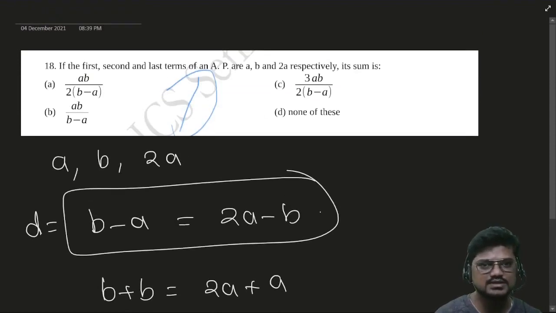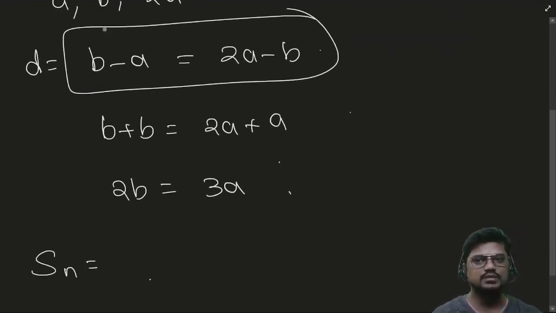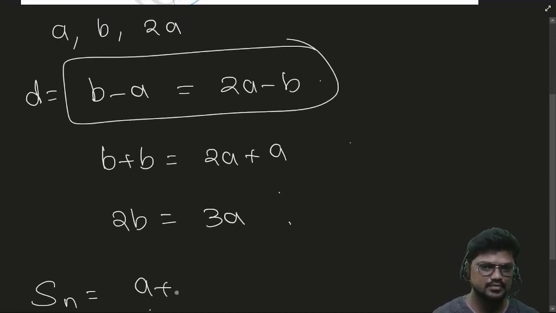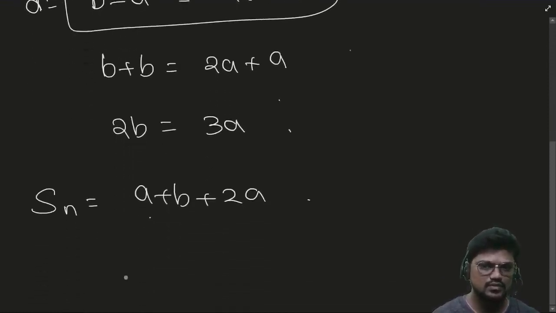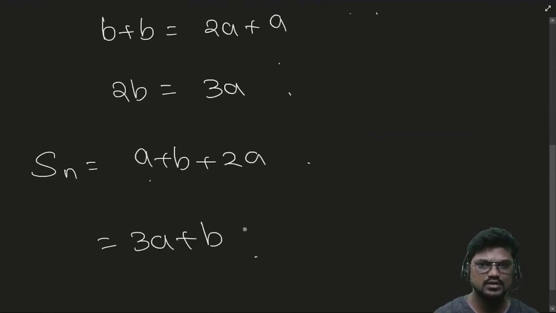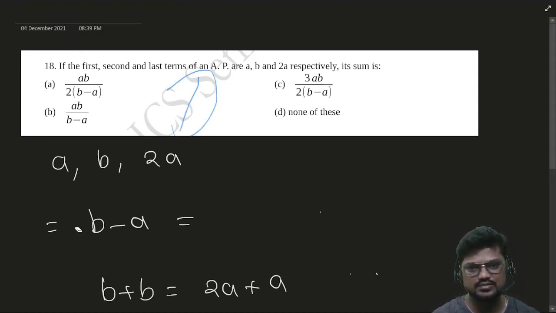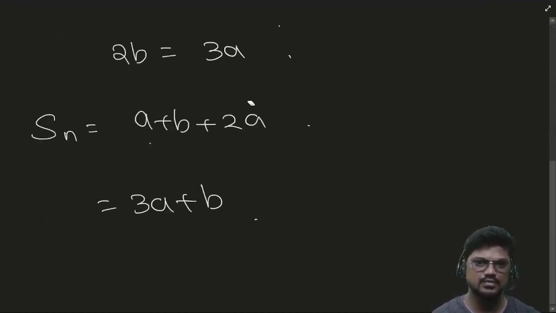And after that, the sum of three terms. Right? Sum of n terms is given by what? Their sum will be A plus B plus 2A, no? Right? Which will be equal to 3A plus B. But what is B? You want the answer in terms of A or B, right? Wait, is there anything wrong? If the first, second, and last term of the AP are A, B, and 2A. Oh, wait, it is not, it's the last term. Wait, there is a mistake that happened.